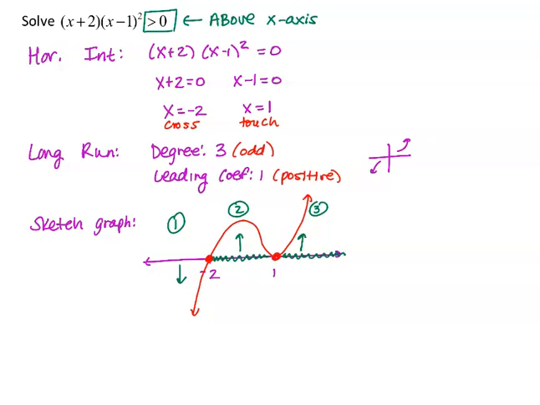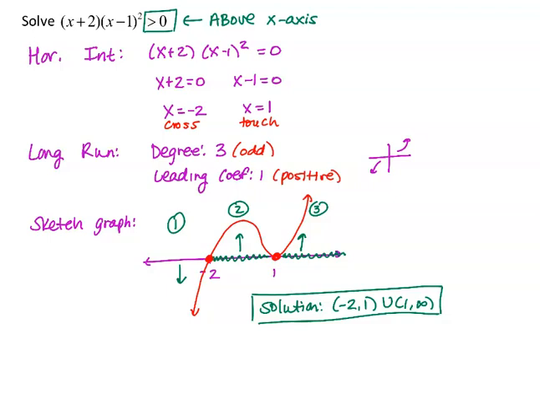Because this inequality did not include the option for equal to 0, our horizontal intercepts, marked with the red dots, are not part of the solution. So we want the part shaded in green, but not the red dots. In interval notation, the way we can write the solution to that inequality is from negative 2 to 1, and then we have to skip that red dot, and then from 1 to infinity.